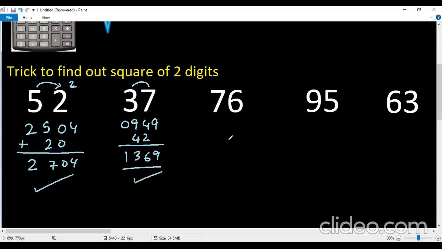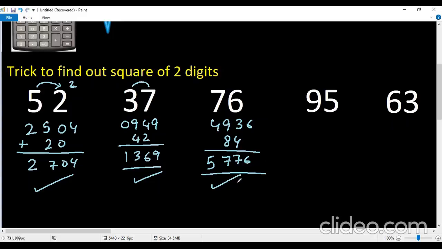Now 6 times 6 is 36, and 7 times 7 is 49. You write like this. And in here 7 times 6 is 42, and double of 42 is 84, and you will add 84 in this way, and you get full marks. This is your final answer.